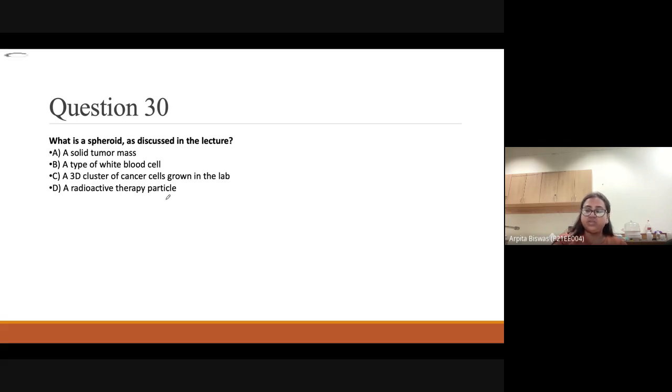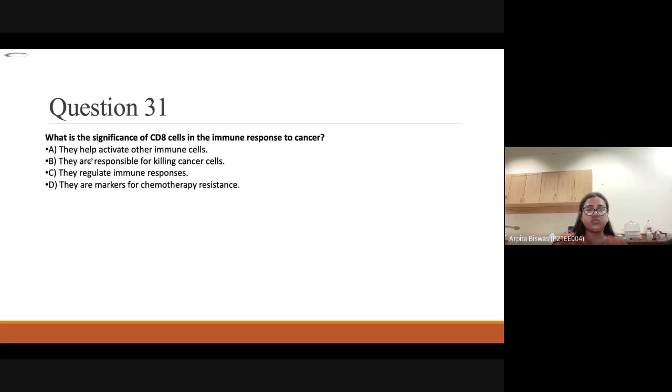The right option is C, the 3D cluster of cancerous cells grown in the lab. Next, question number 31. What is the significance of CD8 cells in the immune response to cancer? First, they help activate the other immune cells. Second, they are responsible for killing the cancerous cells. Third, they regulate the immune responses. Fourth, they are markers for chemotherapy resistance.